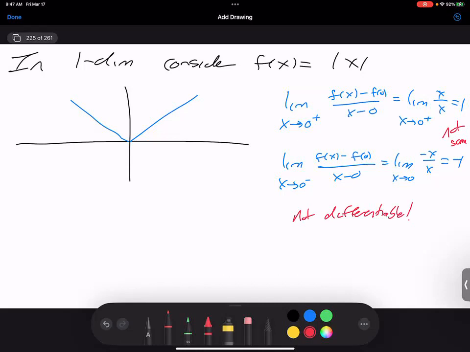So here's a good example of a non-differentiable function. I get a different limit as I approach from the left or the right. If I'm coming from here, I'm always getting a plus 1. If I'm coming over here, I'm always getting a minus 1. So I don't get the same limit as I approach the origin. In one dimension, this is really all I can do. I can only move left and right. But in several dimensions, I have so many different ways to move. We now have to start worrying about what if I get a different answer depending on the path I take.